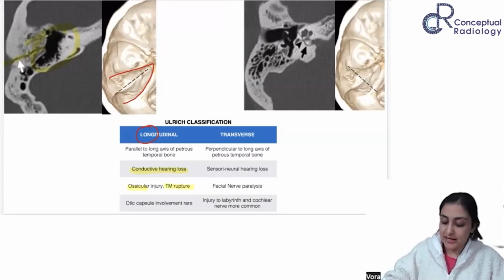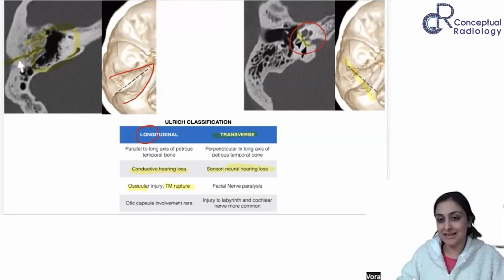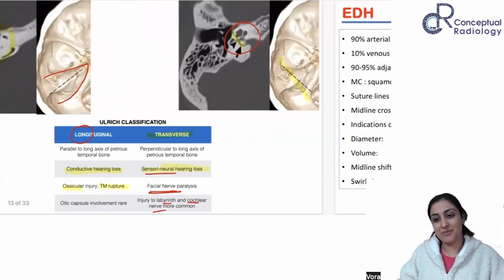On the other hand, if it is perpendicular to the petrous apex or the temporal bone, it is the one we call transverse, and it's associated more with the inner ear. You can see this medial part. This is the inner ear here. So the otic capsule gets injured here, resulting more in SNHL, seventh nerve injury, and labyrinth and cochlear nerve injury. So this is what you need to remember here.